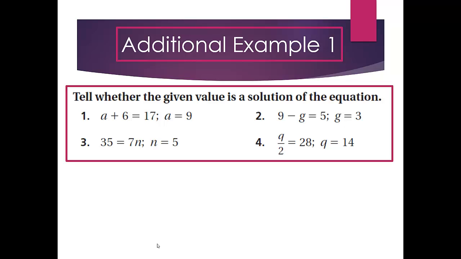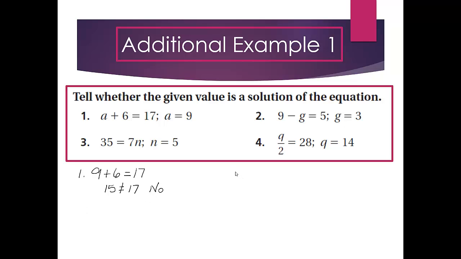Now we have an additional example. You can pause the video and try it on your own, or you may follow along. For number 1, we have a plus 6 equals 17, and we want to see if a can equal 9. So in the place of a, we're going to substitute in 9. So we'll have 9 plus 6 equals 17. We want to see if this is true. 9 plus 6 is 15. So we're going to see if 15 equals 17, and that is not equal. So our answer is no.